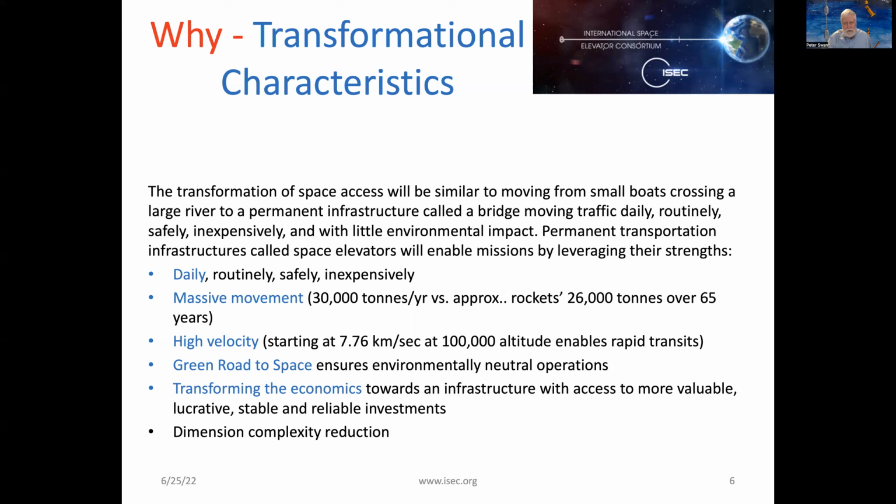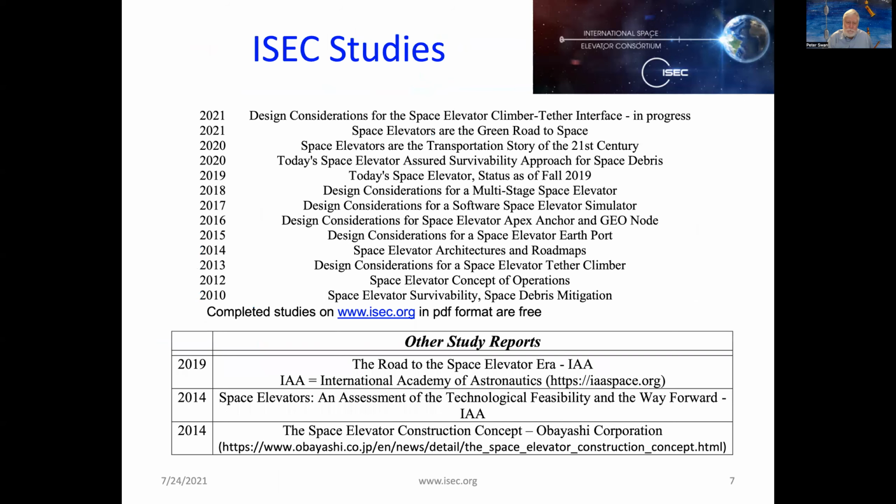And then, of course, we've got the dimension complexity reduction. My wife came up with this one in that we don't do shake, rattle, and roll, and we're not restricted to fairing on the top of a rocket.